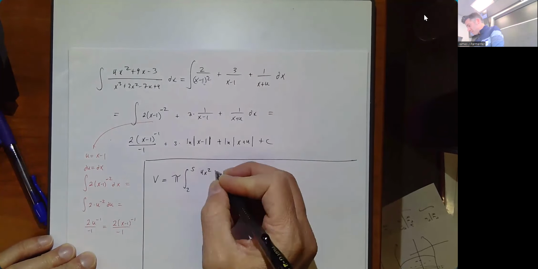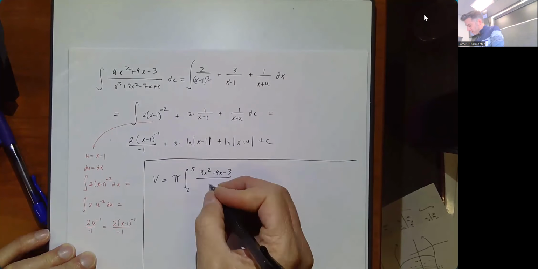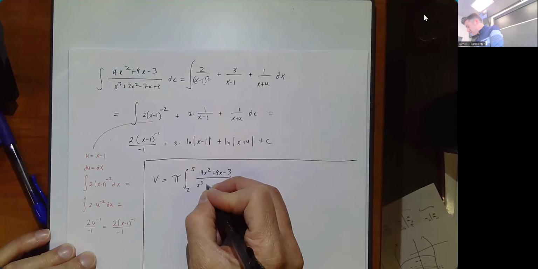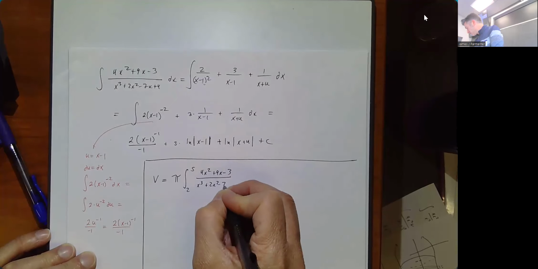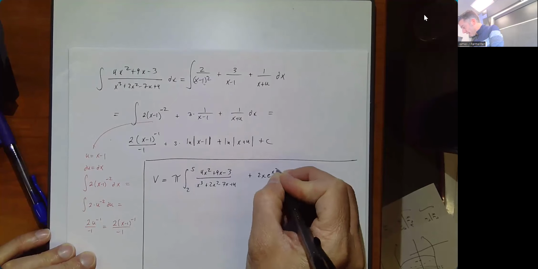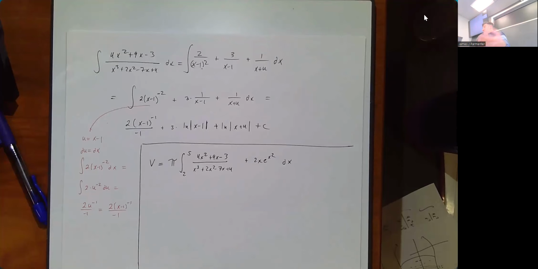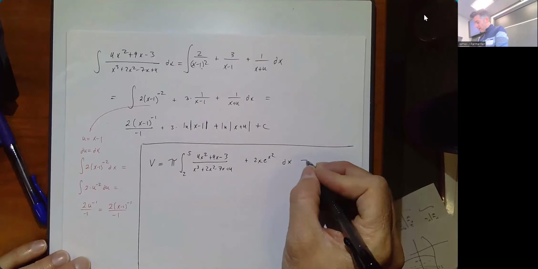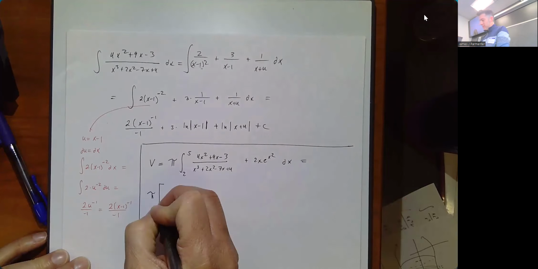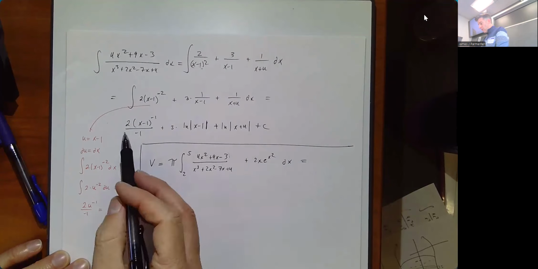Right, so anyway, and then we were integrating this garbage here. 4x squared plus 9. I'm just writing the original thing here. Well, not really. I squared it, I guess. Over x cubed plus 2x squared minus 7x plus 4 plus 2x e to the x squared dx. And then all we're going to do is say, I don't need to write the work again. I'm just going to jump to my antiderivative. So this is going to be pi times, okay, the antiderivative of this we just showed was all of this.